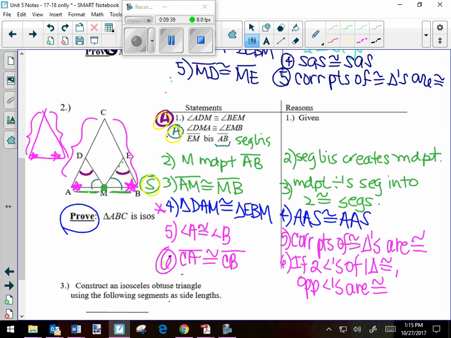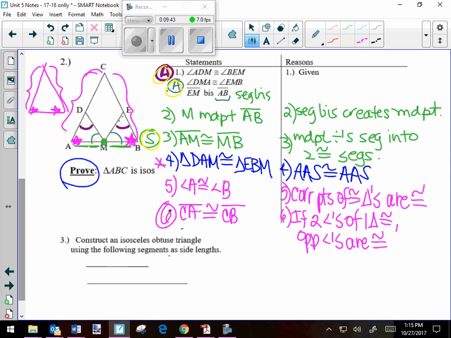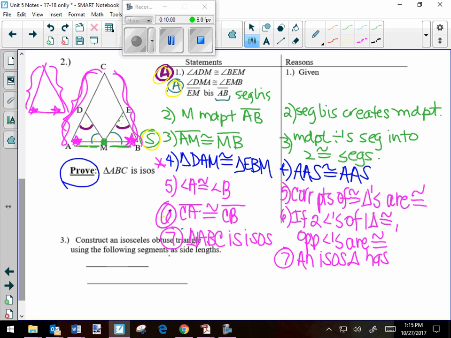And once I know that those two sides are congruent, if I was told that I had to classify this triangle that now has these two sides congruent to each other, my next step would be to say that triangle ABC is isosceles. If I have to give a reason, I would say an isosceles triangle has two congruent sides. So because this triangle has two congruent sides, it must be isosceles. So I've worked my way through that proof.